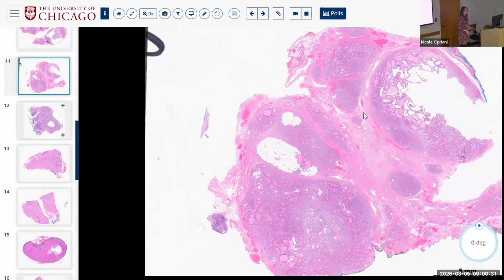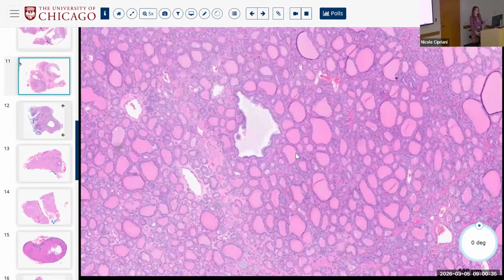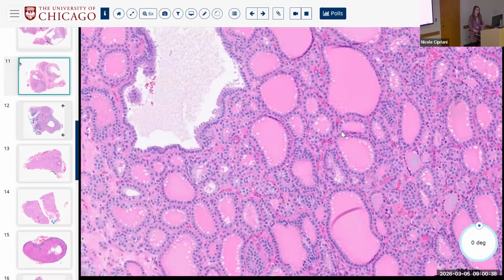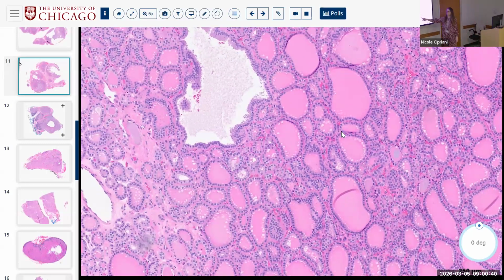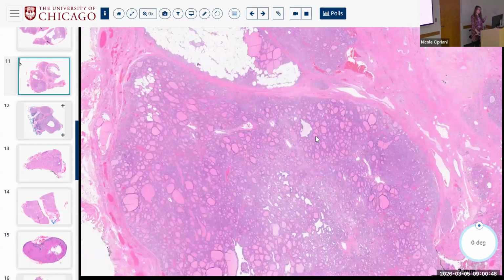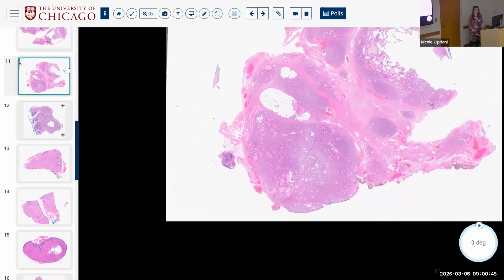There is PTEN IHC, which we don't have, but Mayo has, that will show loss of nuclear expression in the nodules. This is rare, but you can make the diagnosis if the patient doesn't already have a known diagnosis. In this case, the patient didn't have a known diagnosis.